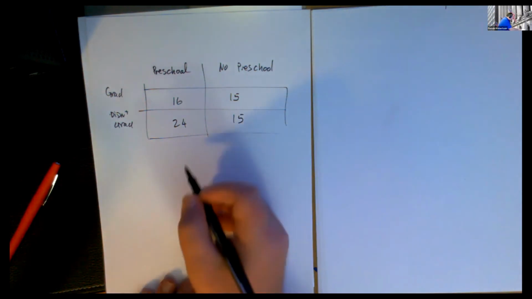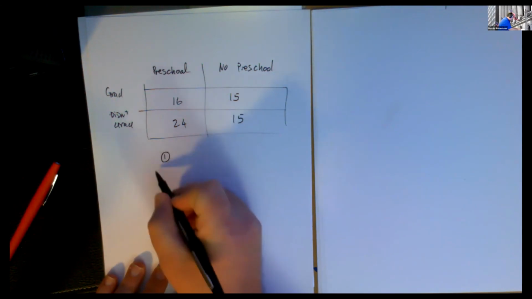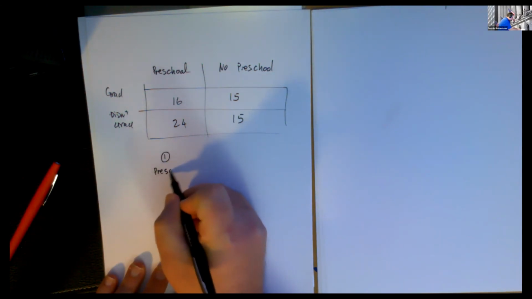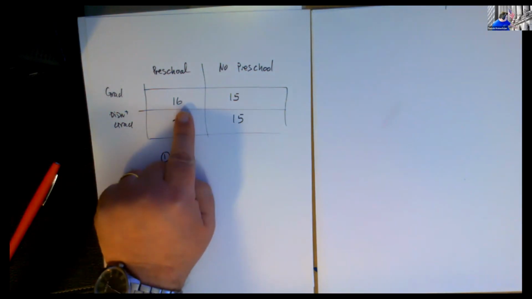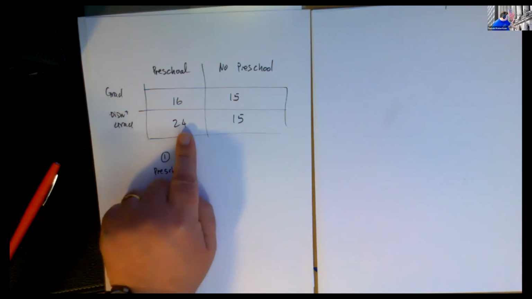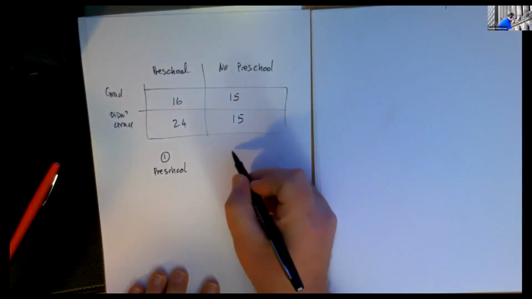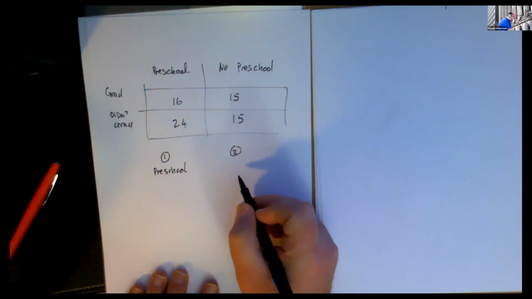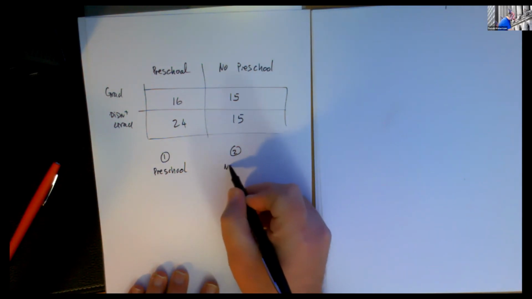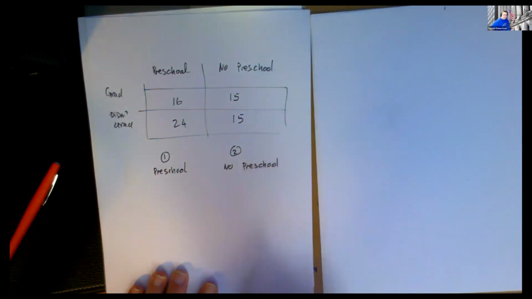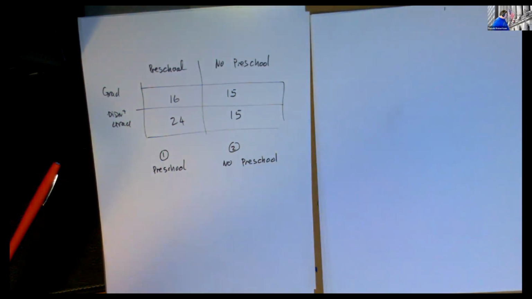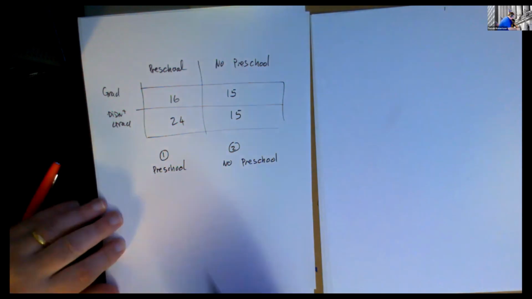I'm going to call group 1 those who went to preschool. So when they were kids, they went to preschool. Then 60 of them graduated and 24 didn't. And then you're looking at the ones that had no preschool. Let's see what happens.